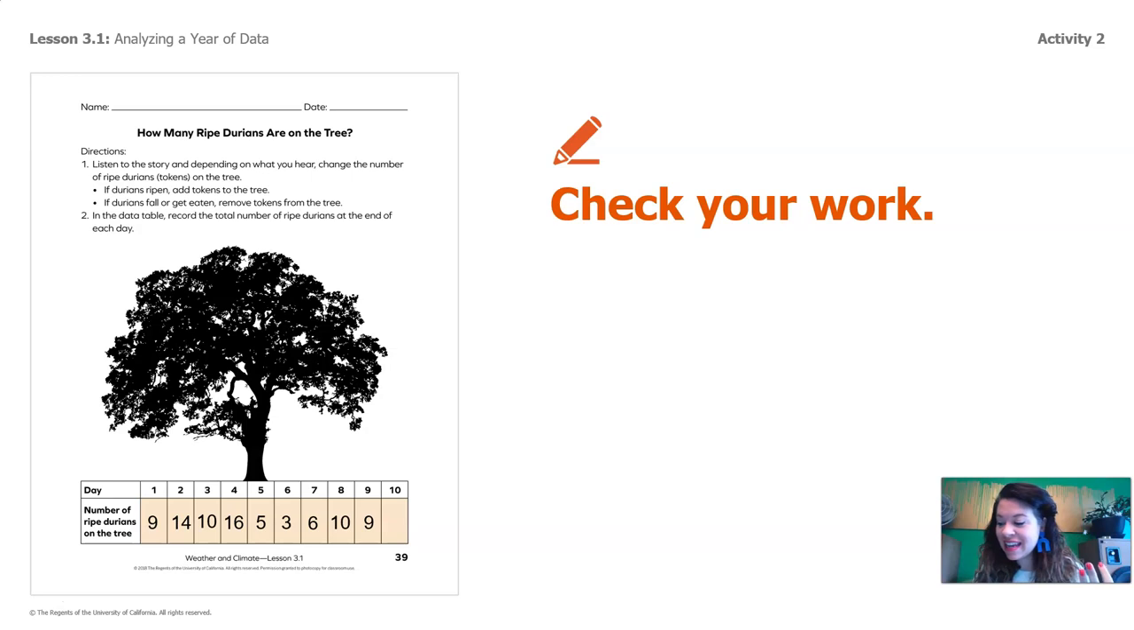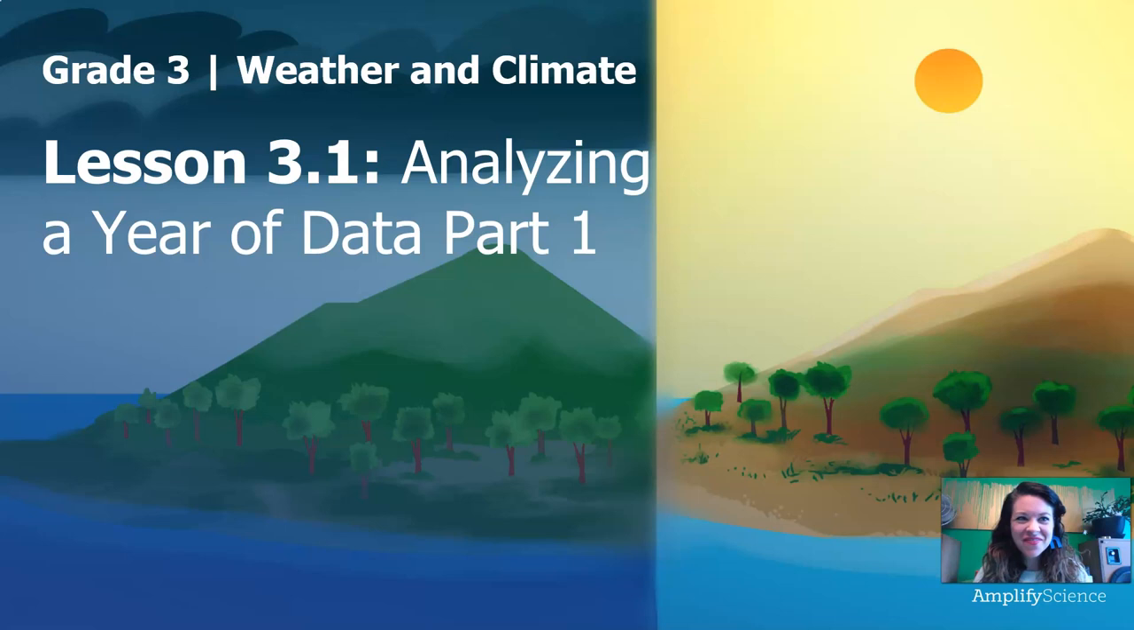And on day 10, orangutans ate 5 durians. So since they ate the durians, we're going to subtract: 9, 8, 7, 6, 5, 4. How did you do? Great job. So we're going to pause the lesson right here.